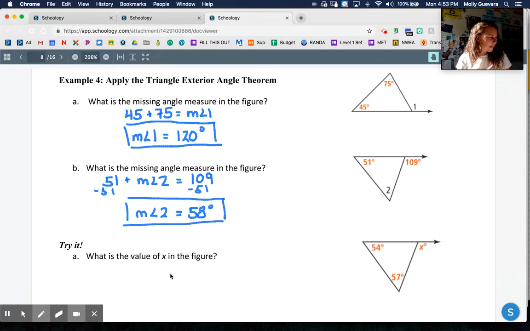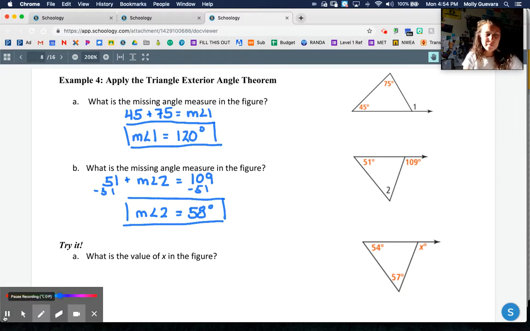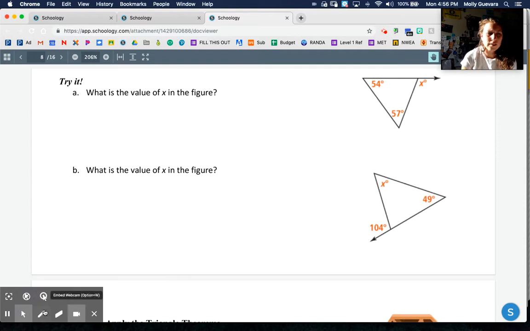Okay, so you guys have 2 try-it problems here. Find the value of x in both of those figures. So hit pause on the video, and when you're ready to check your work, go ahead and hit play, and we'll go over it. Okay, so let's check our work and see how we did here.